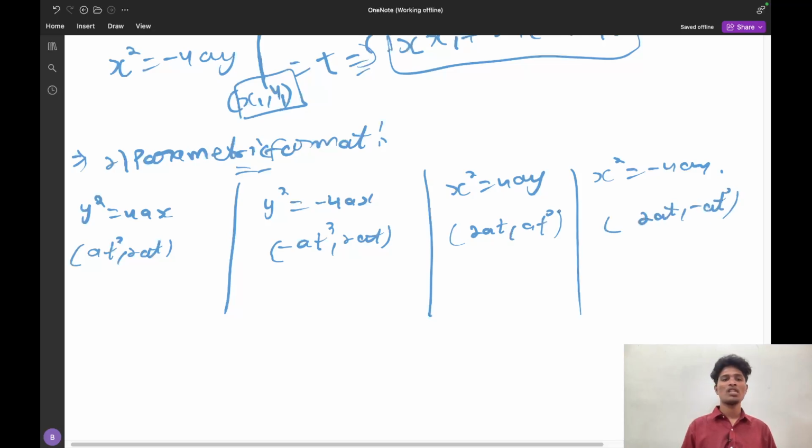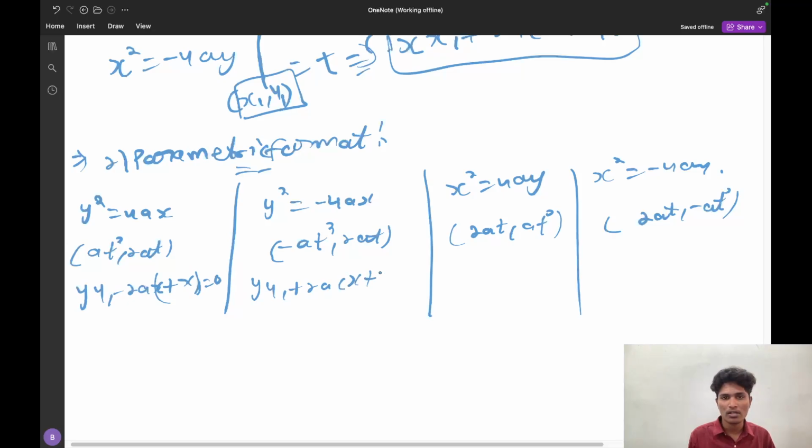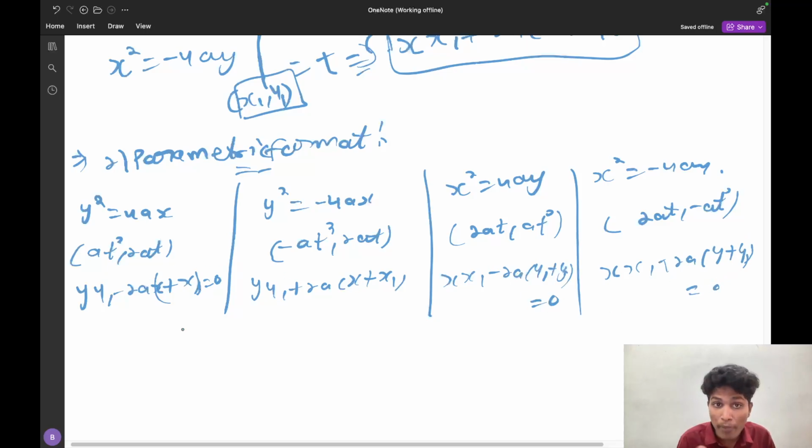Yes. And what are the tangent equations I discussed here? The tangent equation is y(y1) minus 2a into x plus x1 is equal to 0. And what is the equation here? I think it is y(y1) plus 2a into x plus x1. Yes. And what is the equation here? x(x1) minus 2a into y plus y1. And here it is x(x1) plus 2a into y plus y1 is equal to 0. These are the tangent equations in point form.